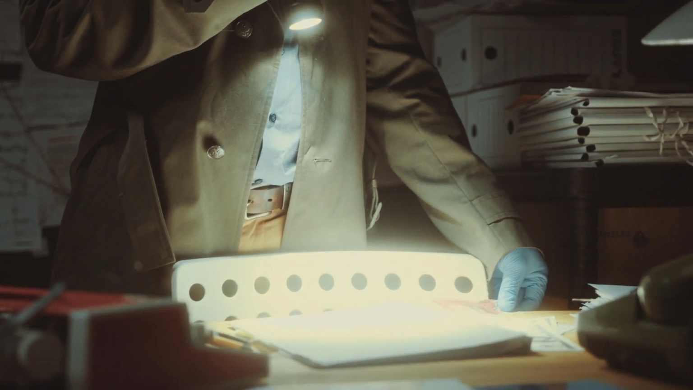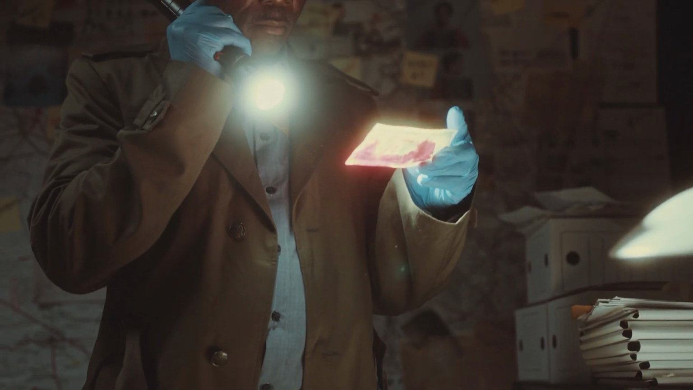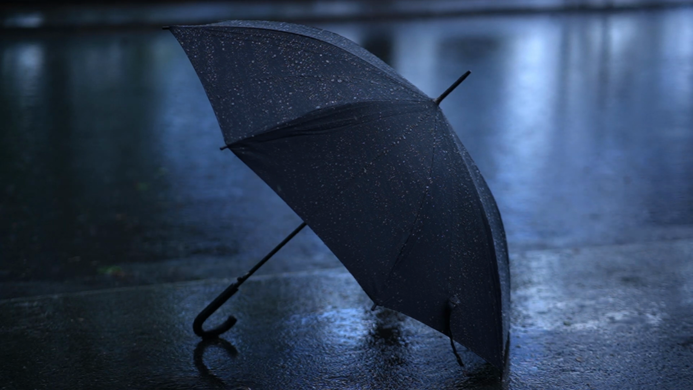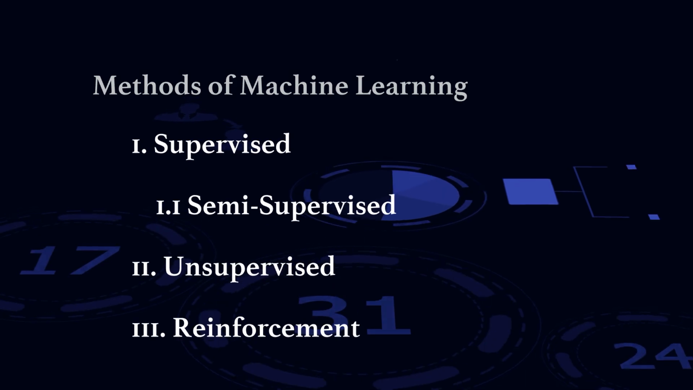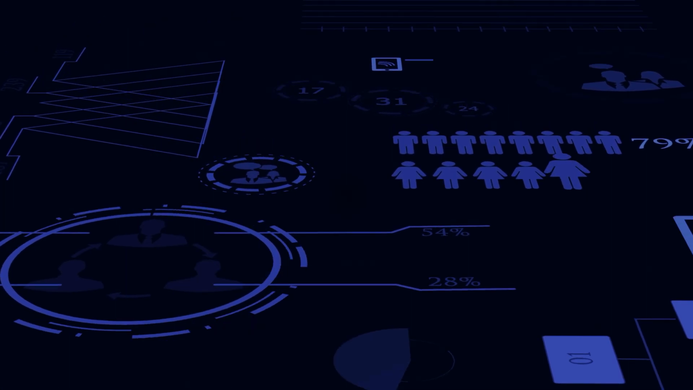Think of machine learning like training a detective to solve mysteries, except the detective is your computer, and the mysteries are all sorts of data-related problems, like finding out if an email is spam, predicting tomorrow's weather, or even making a self-driving car drive itself. So, how does this detective computer learn? There are three main ways or methods it can learn, and they all have fancy names. But don't worry, I've got the cheat sheet.